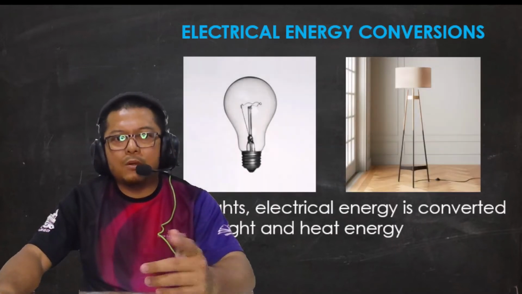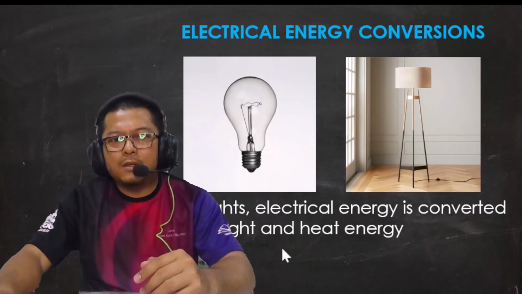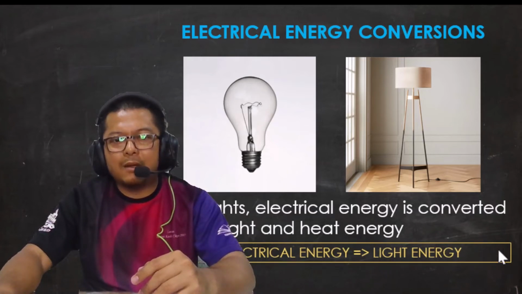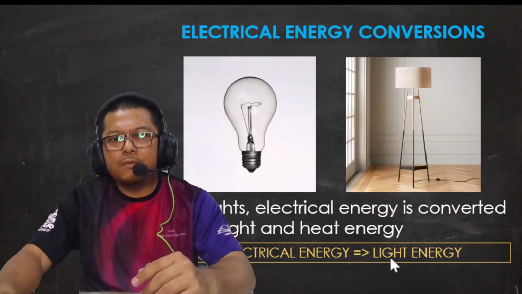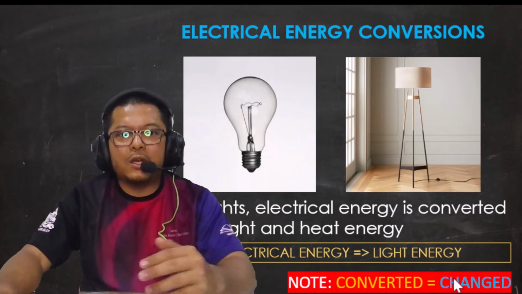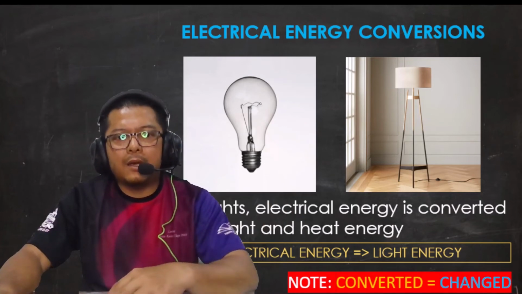Now, an example would be in lights, electrical energy is converted into light and heat energy. I forgot to type that. Heat energy, electrical energy is converted to light energy and heat energy. Now, note converted also means change. So electrical energy is changed into light energy and heat energy.